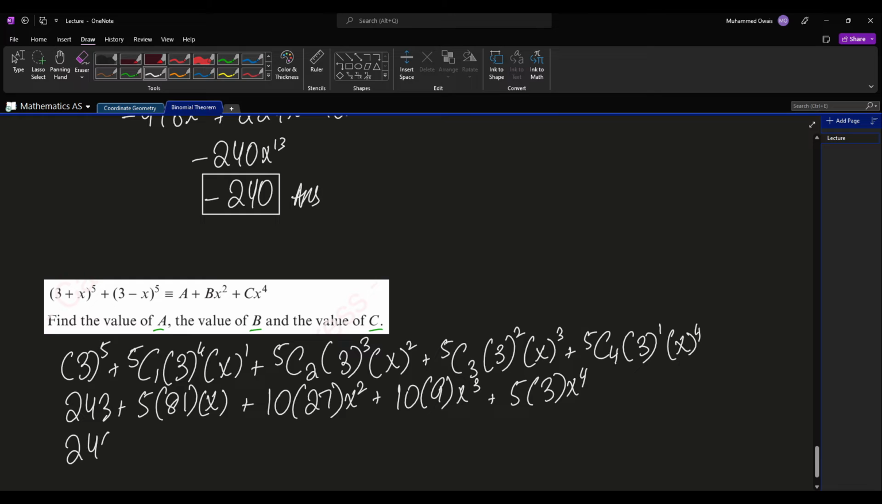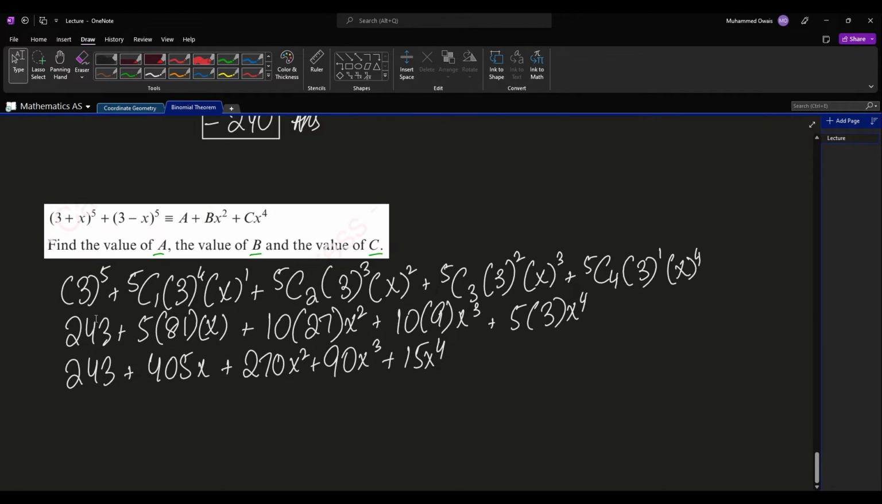So then this becomes 243 plus 5 into 81, this becomes 405x plus 270 x square plus 90 x cube plus 15 x4. Now to expand this, all I need to do is change this sign. As you can see there is a negative sign instead of a positive one, so I do not need to do this whole thing. All I need to do is replace this x with negative x.